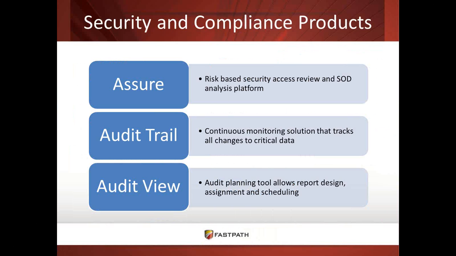The Audit Trail tool is a continuous monitoring solution that tracks all changes to critical data. So we like to say, and this is a very rudimentary way of saying this, but we like to say it's like the NAV change log, but better. It pretty much will track anything that you want to track. It'll tell you who made the change, when they made the change, what the value was before, what the value was after. We even tell you where the change came from. So which application was a user in that invoked the change.